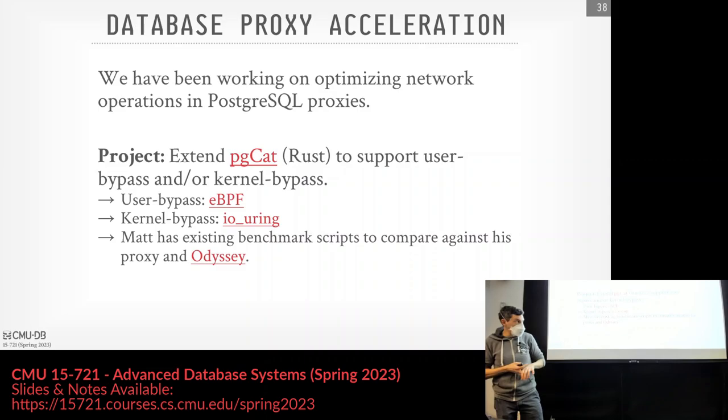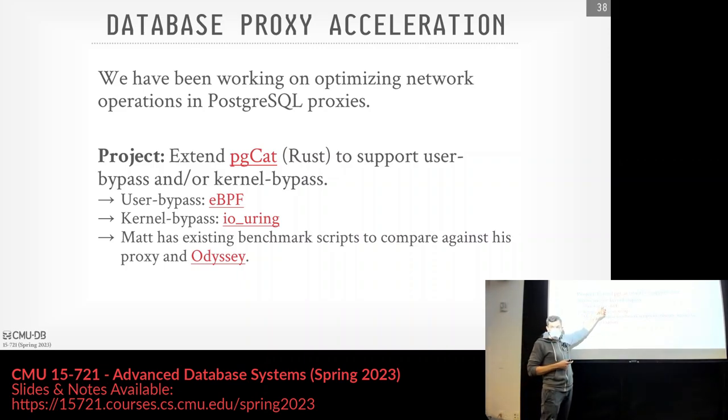So you reduce the overhead of Postgres maintaining this. So we have an implementation of PG Bouncer where we use BPF to do user space bypass. Does everyone know what BPF is? Who doesn't know? BPF stands for Berkeley Packet Filter. The E stands for extended.